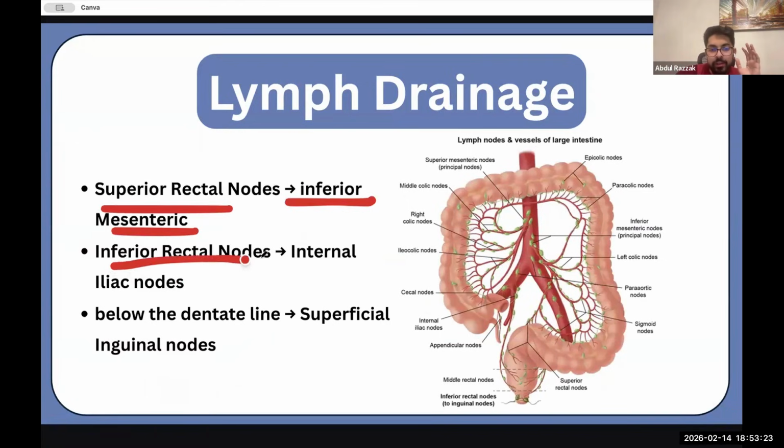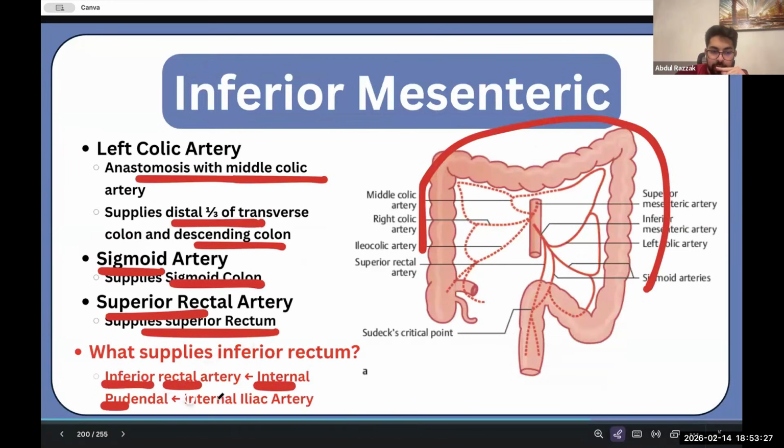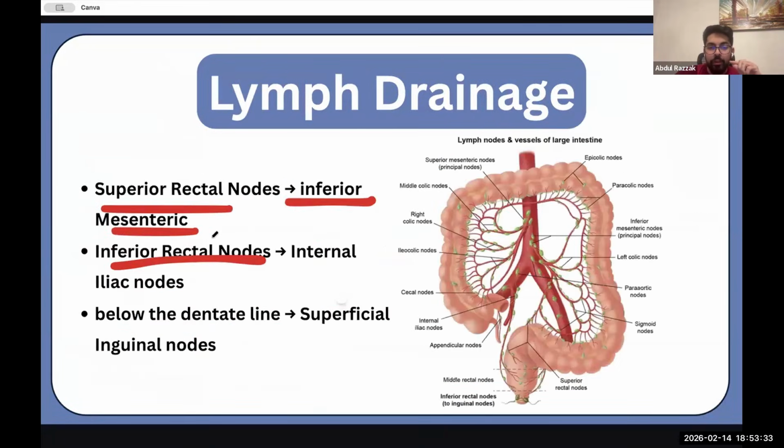What about the inferior rectal nodes? We said that the inferior rectum is supplied by the internal iliac artery. So its lymph nodes are also going to follow the arterial supply. The inferior rectal nodes are going to be draining into the internal iliac nodes. What about below the dentate line? We said that below the dentate line, it's closer to skin. Like the epithelium is close to skin, the embryological region is closer to skin.